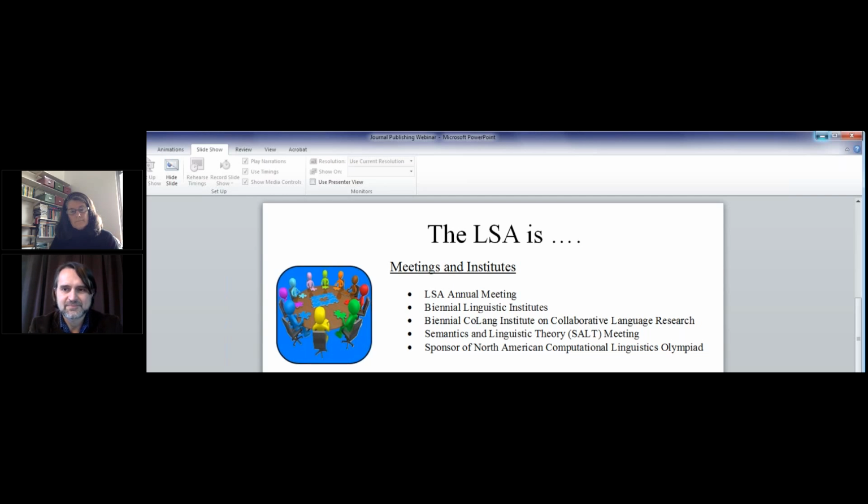Okay, and then maybe time for one last question before we wrap up. What recommendations do you have on deciding between submitting a manuscript as a squib or a short paper versus as a full-sized paper?